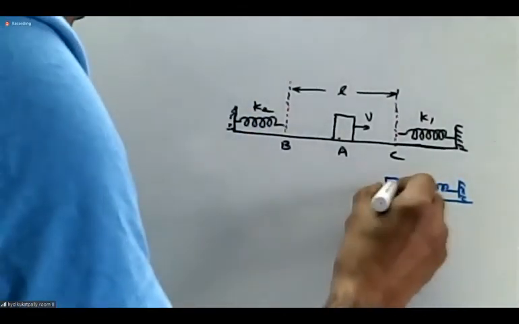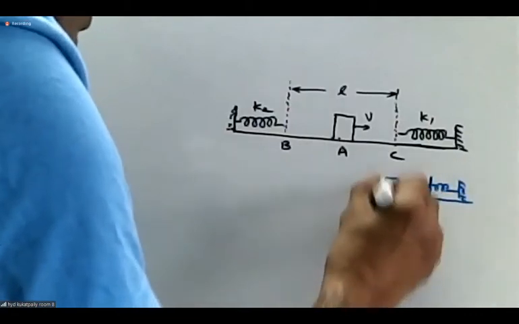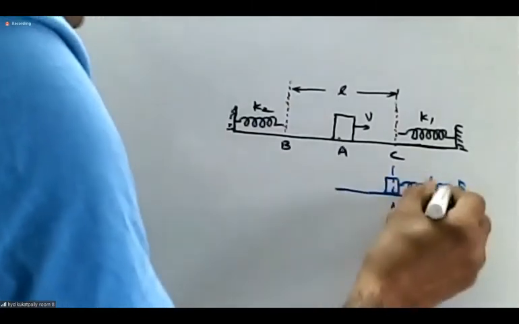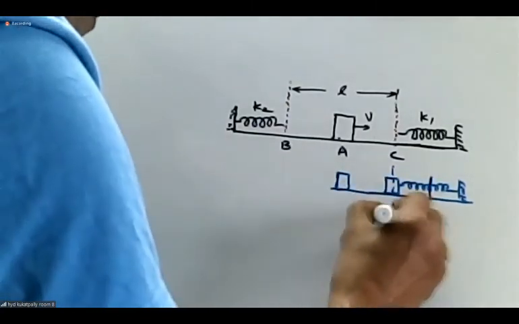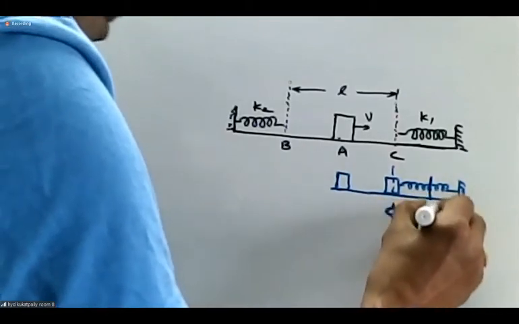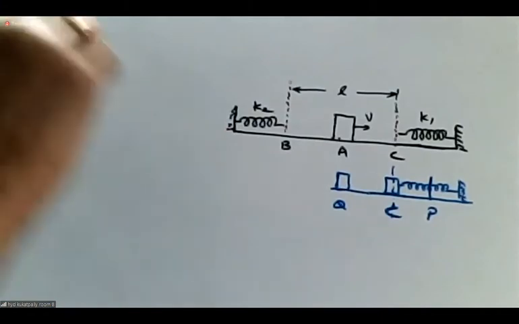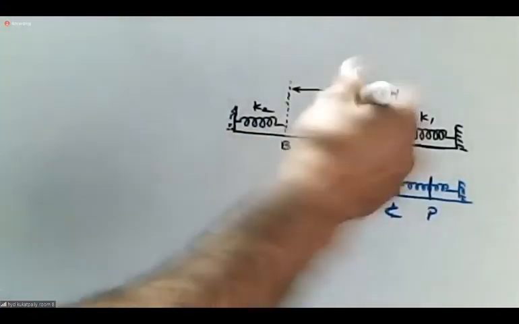Now it hits here, compresses up to this, and moves up to this. So from C to say some P, P to Q, it will oscillate. If it is attached to the spring throughout, it will oscillate with time period 2 pi into root m by k.